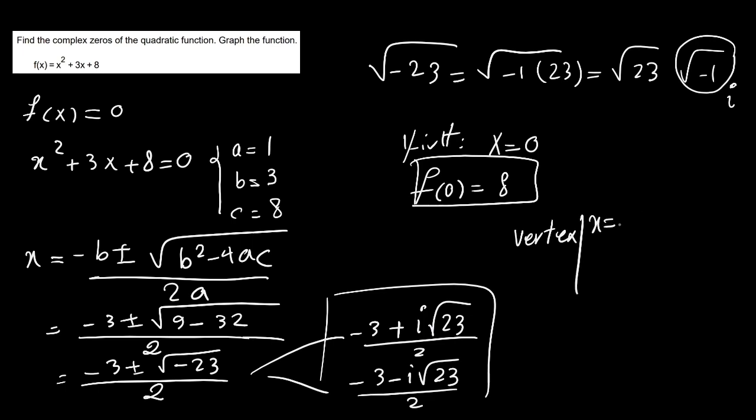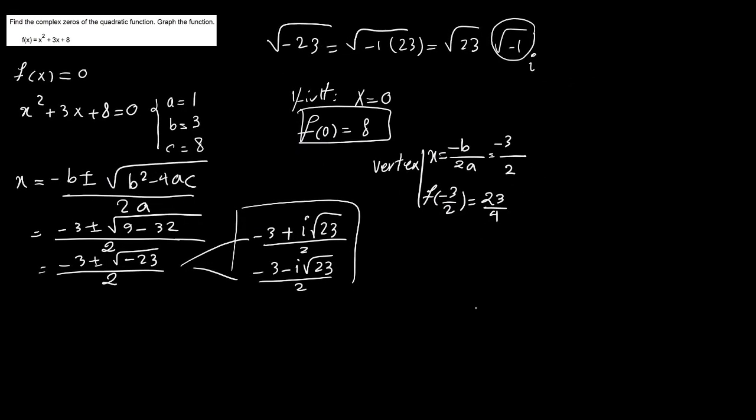Another thing is the vertex. Let's find the vertex of this parabola. It's negative b divided by 2 times a. So it's negative 3 over 2. And then the y value is f of negative 3 over 2. So it's the square of negative 3 over 2 plus 3 times negative 3 over 2 plus 8. If you simplify, you get 23 over 4. Now let's sketch the graph of the function with this information. There is no x-intercept, and the vertex is at negative 3 over 2. Let's say here is negative 3 over 2, and here is 23 over 4, which is 5 point something. And the y-intercept is 8. So this is the y-intercept, and this is the vertex.